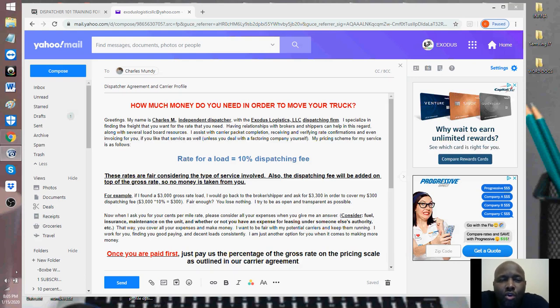Correct. So there's been a worst case scenario I've actually seen. I wouldn't do this because I wouldn't want to put anybody's families under stress. But I've heard of cases where dispatchers actually went after the carriers instead because they didn't pay them, and all this small claims court stuff. It's not really worth the headache.